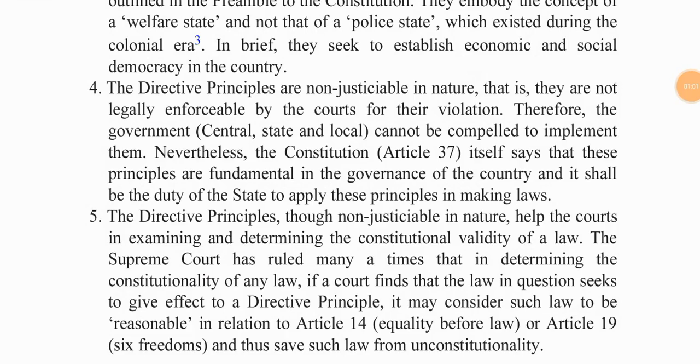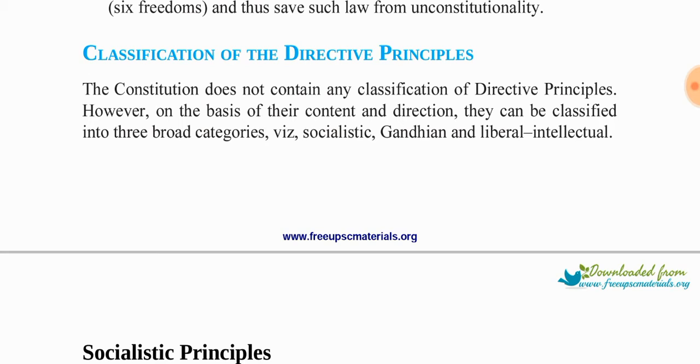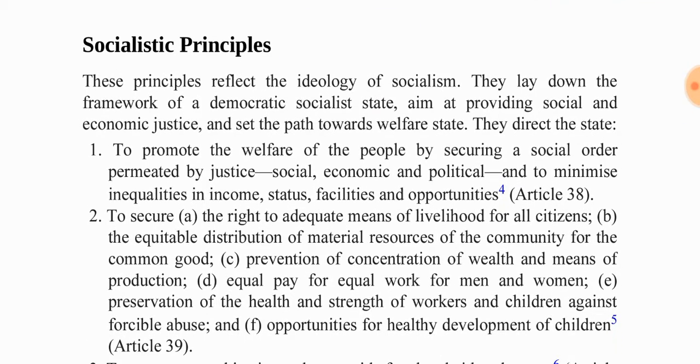So then comes the classification of Directive Principles. The Directive Principle is classified into mainly three categories. That is, DPSPs has ideas from socialistic, Gandhian and liberal intellectuals. So there are three categories of principles in DPSPs. We will move on to the first one, that is the Socialistic Principles. In this, they direct the state to promote the welfare of the people by securing a social order permeated by justice, social, economic and political, and to minimize inequalities in income, status, facilities and opportunities as in Article 38.